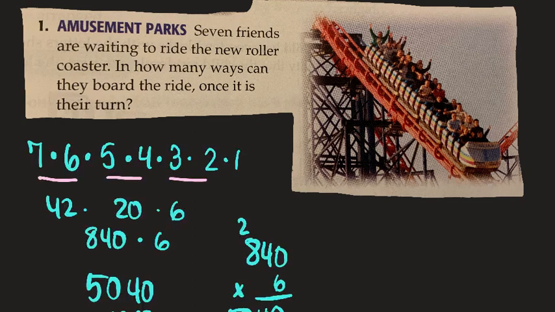The answer is 5,040 ways. So we're going to take 7 friends, so there's 7 options for the first rider, then 6, 5, 4, 3, 2, 1, and I multiplied these in chunks. I did 7 times 6, 5 times 4, 3 times 2, you don't really need the 1, and so on, and I got 5,040. Isn't that amazing?